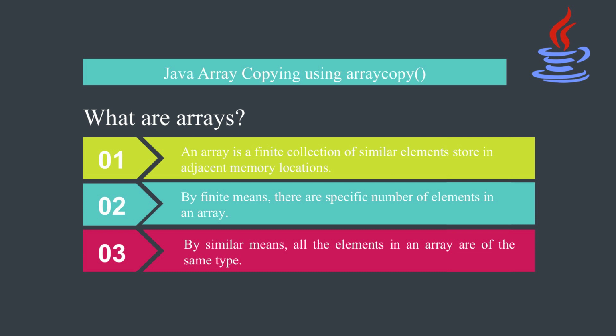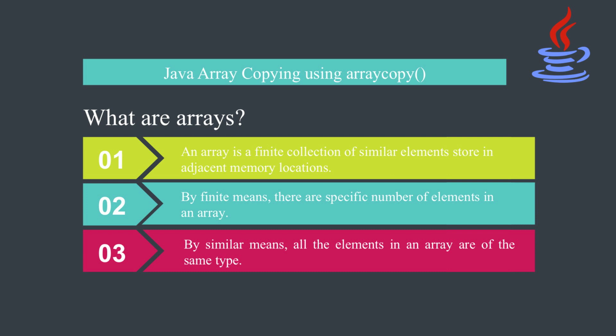By finite, we mean there is a specific number of elements in an array, and by similar we mean all the elements in an array are of the same type. So an array may contain all integers or all characters but not both. However, there can be an array of structures where each structure may contain an integer and a character. So basically an array is an object in Java which contains similar type of data in contiguous memory locations.